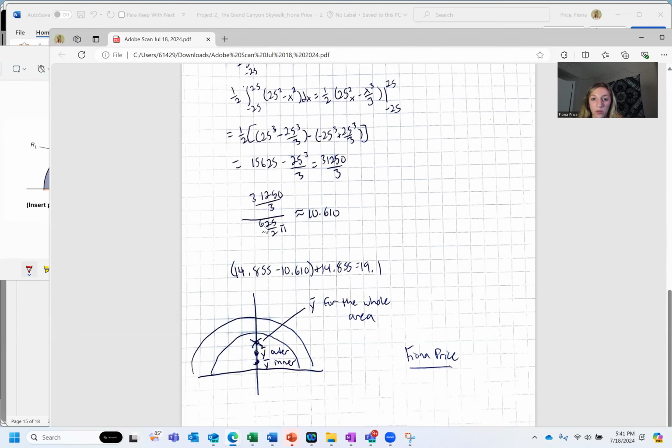So what we are doing is subtracting the 10.6 from the 14.855. Those, again, were our two centers of mass. But then we have to add back this 14.9. And I think it's a little more clear visually. So this middle one is our y outer, and we're subtracting the inner from that. And then we're adding back 14.9. And that should be our center of mass for the whole area.